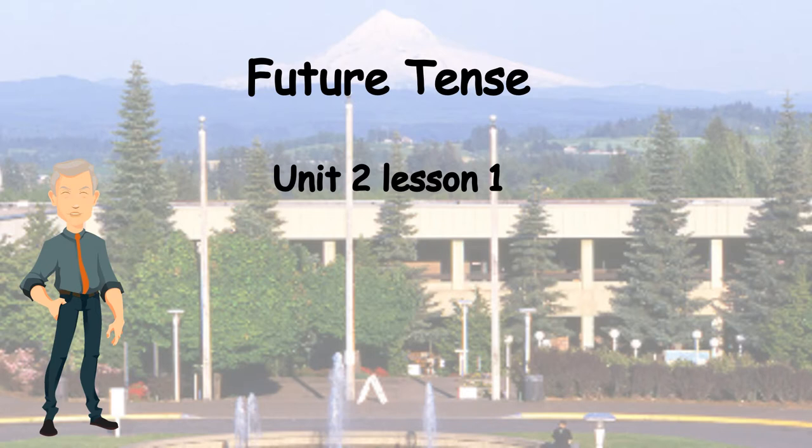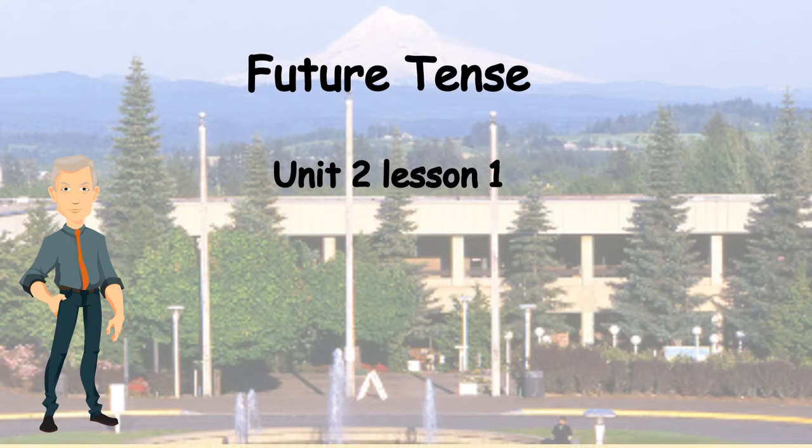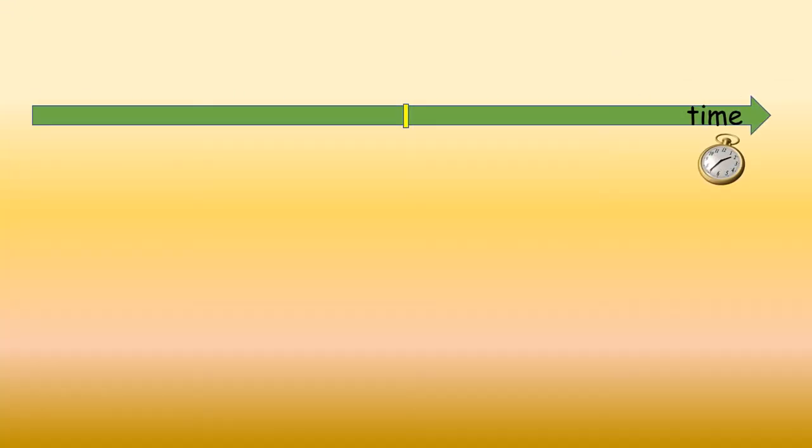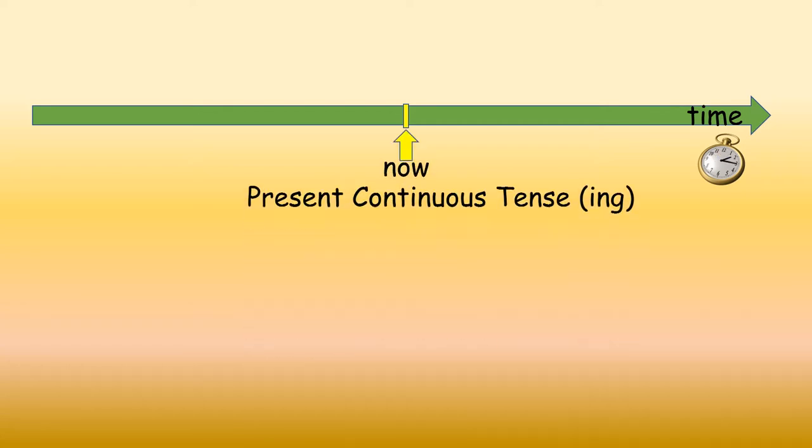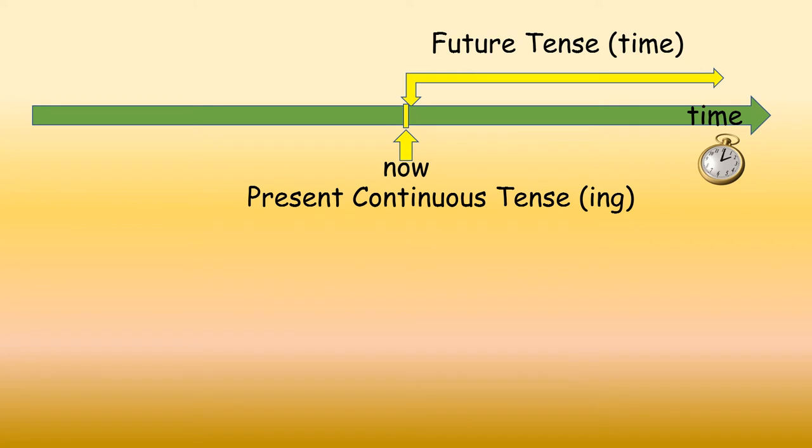Unit 2, Lesson 1, Future Tense. Time. Present continuous tense is now, or the ing form of the verb. Future tense, or future time, from now to the future.